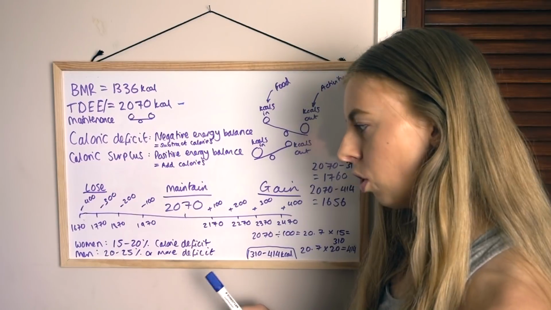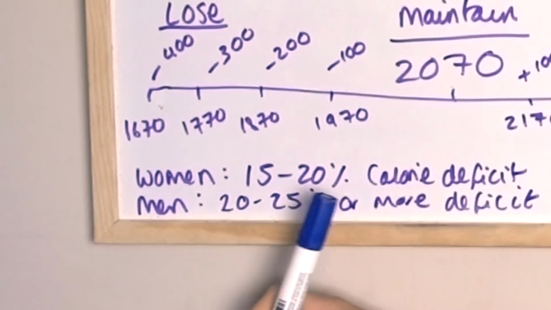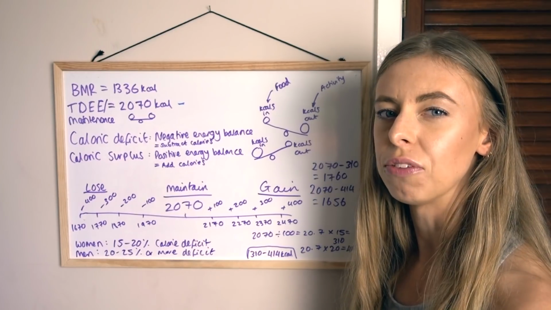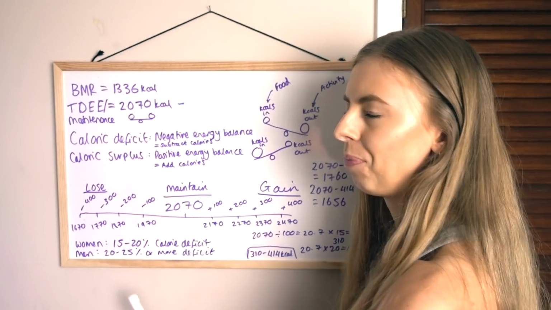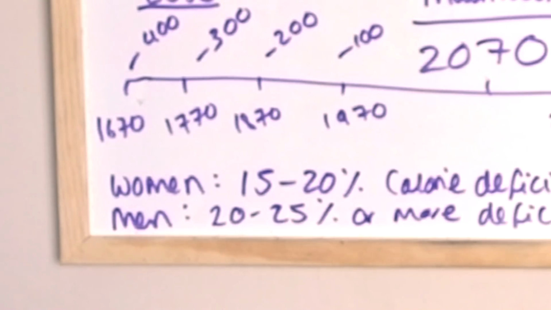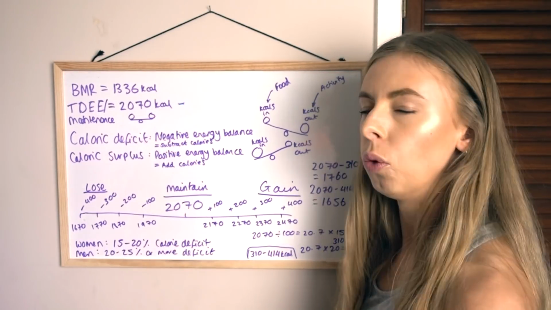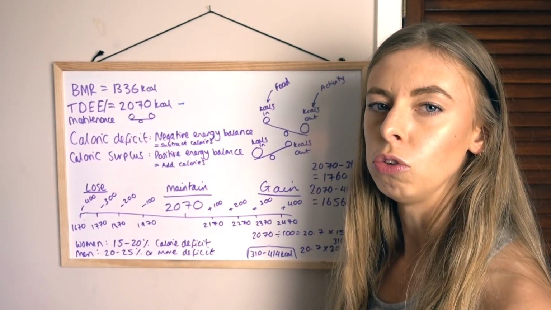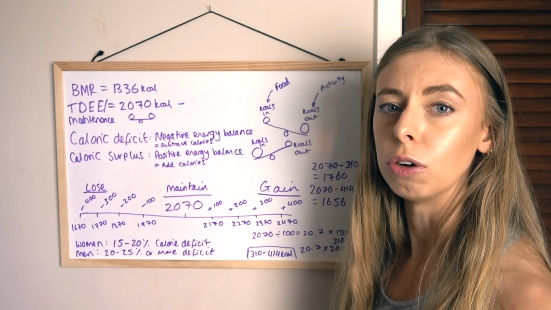So general rules of thumb. For women, I tend to like them to be in the 15 to 20% calorie deficit range. And for men, I think it's a bit higher, and I prefer them to be about 20 to 25% calorie deficit range. The reasoning for this is women don't respond well to dieting, and this has been proven in many studies, and you'll probably know this yourself if you're a woman.